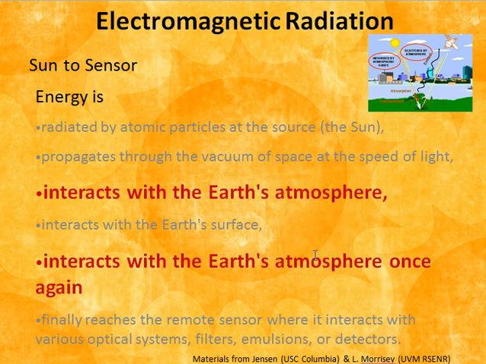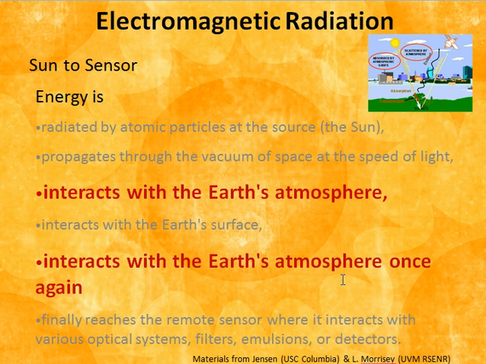And it turns out that the interactions with the Earth's atmosphere have a significant impact on the amount and type of electromagnetic radiation that's ultimately received at our sensors, so what we're ultimately recording and looking at. So we're going to spend a little bit of time talking about these atmospheric interferences.